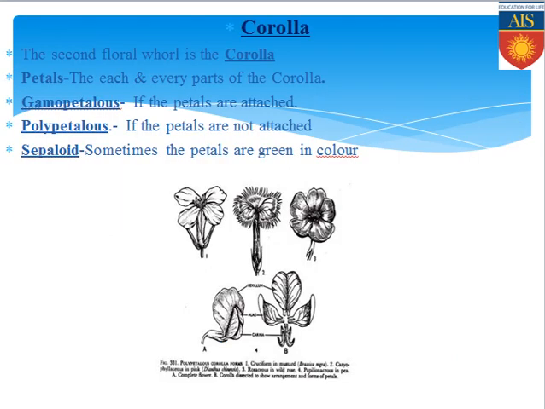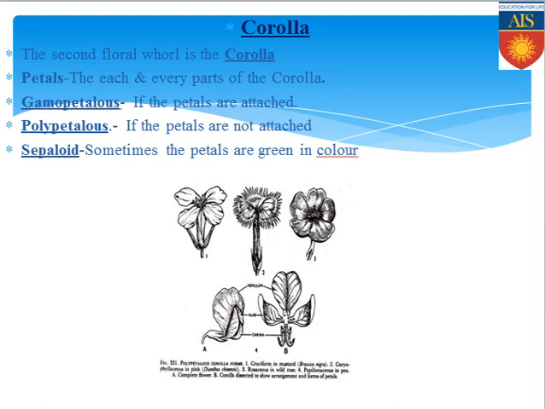Coming to the next floral whorl, that is the corolla, the second outermost floral whorl. Keep it in your mind, each and every unit of the corolla is known as a petal. If the units of the corolla are present in a united manner, then it is known as gamopetalous. If they are present freely, then they are known as polypetalous. And if the petals are sepal-like, green, then they are known as sepaloid.